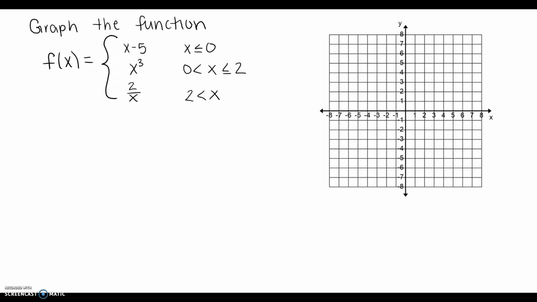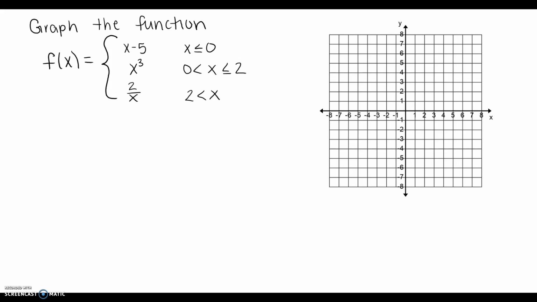In this video, I'll be reviewing how to graph a piecewise defined function. So here we've got our coordinate plane set up and we have a piecewise function, f of x equals x minus 5 when x is less than or equal to 0, x cubed when x is greater than 0 but less than or equal to 2, and 2 over x when x is greater than 2.